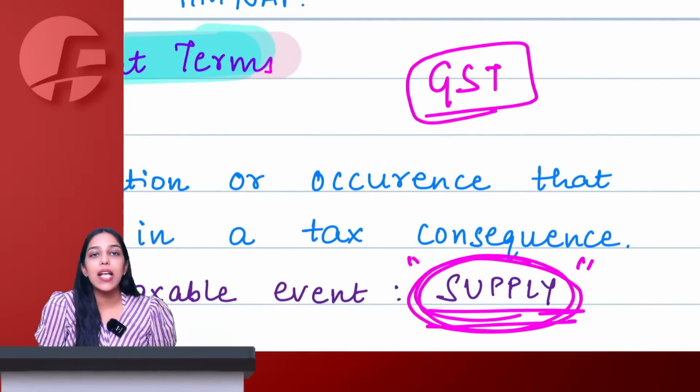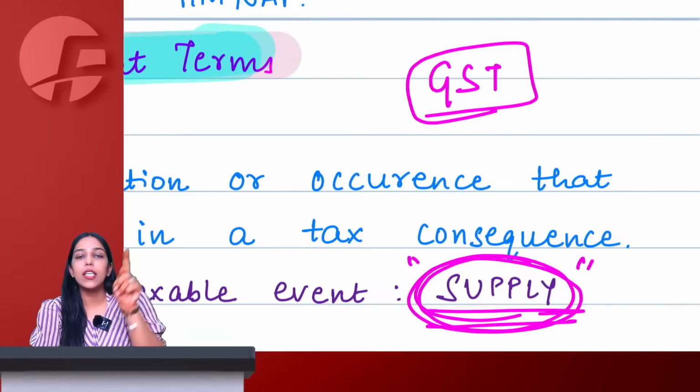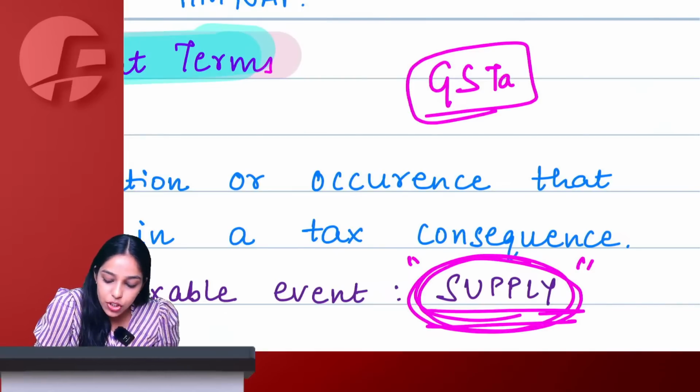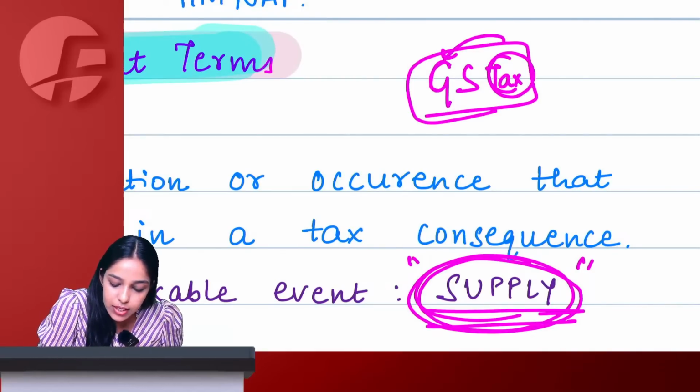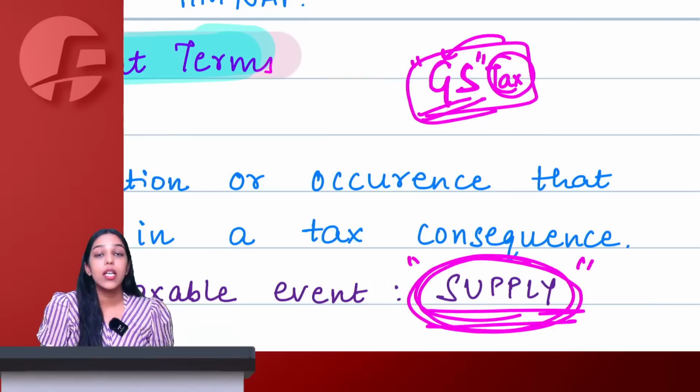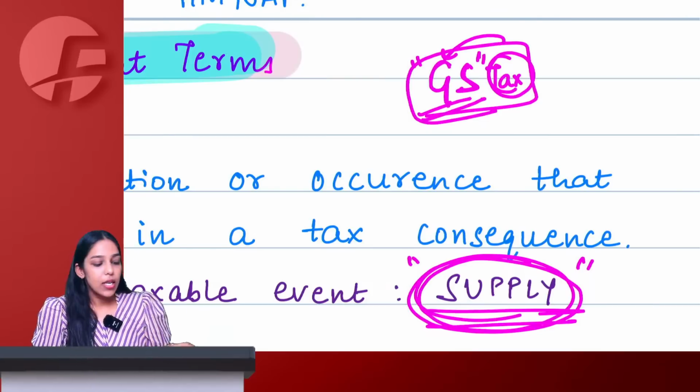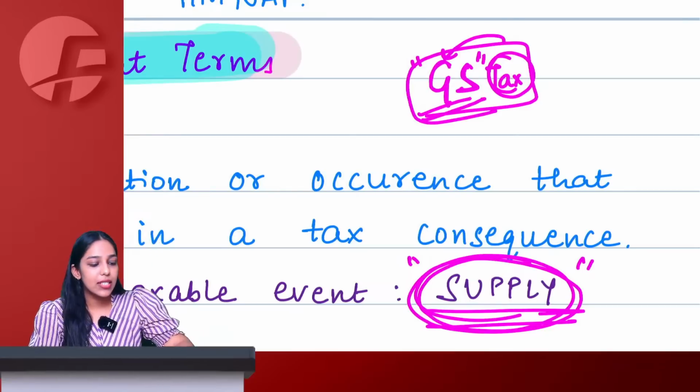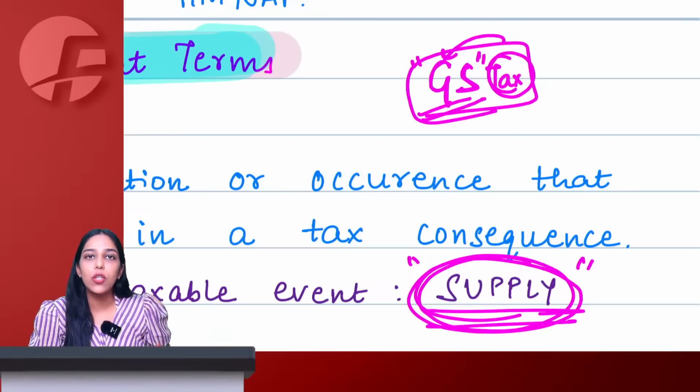GST means goods and services tax. GST, goods and services tax, is essentially a kind of tax which is levied on goods and services. What of goods and services? Simply, this mobile phone is a goods. It is lying here, which means GST will start to apply on it.